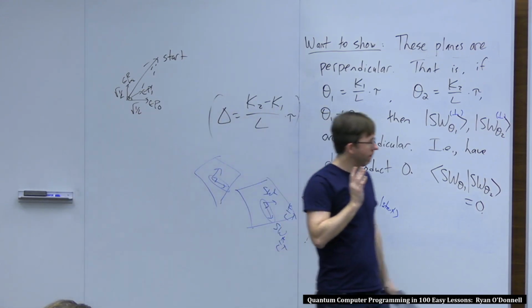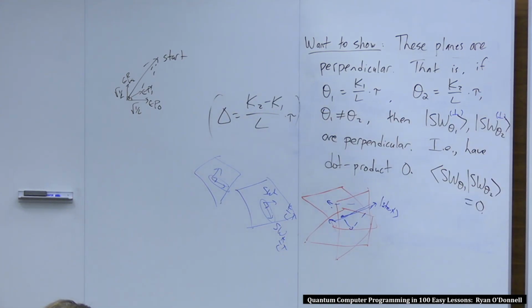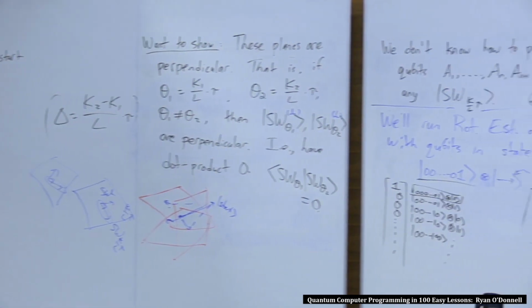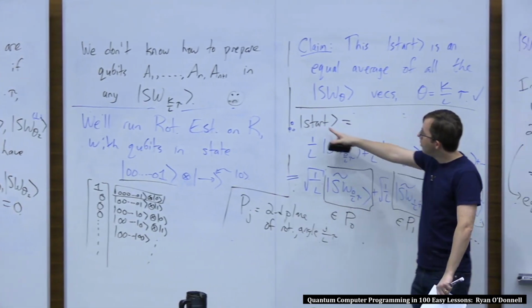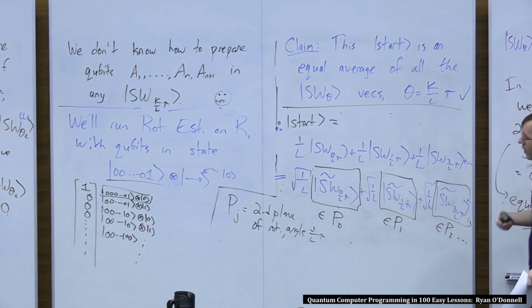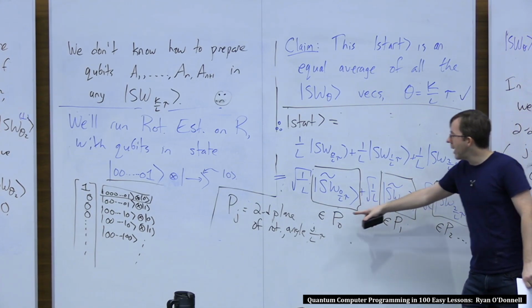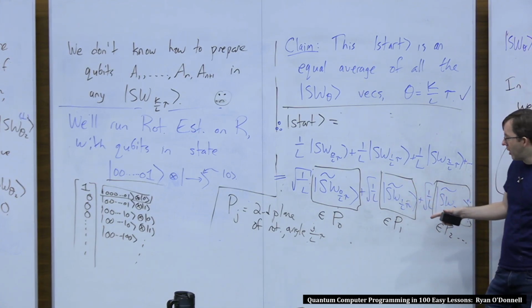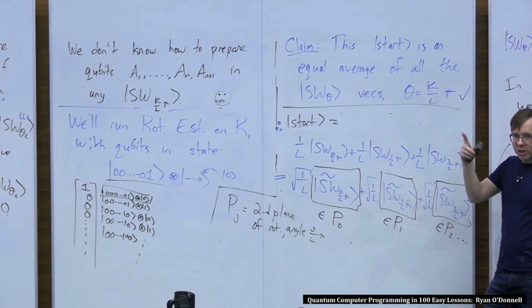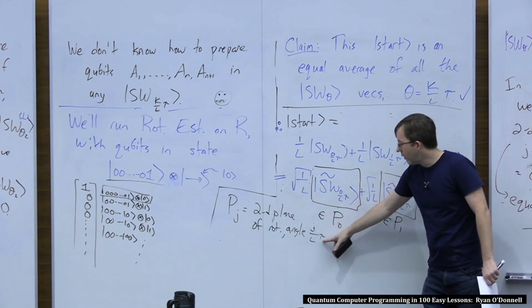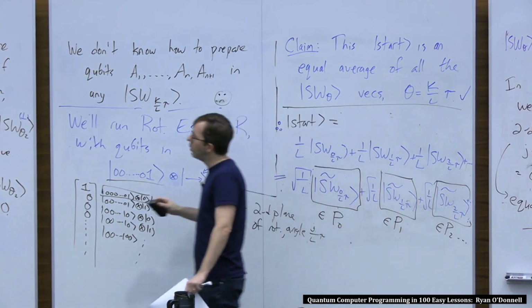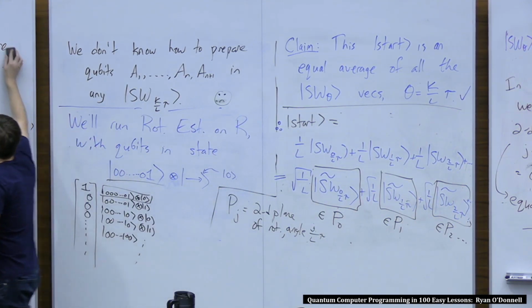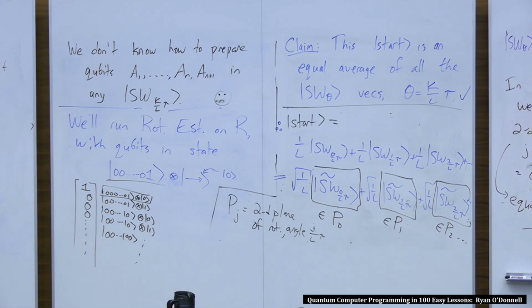Okay, good. So the last thing that we need to show is that when you do rotation estimation on R, which has these planes of rotation, you plug in this as your starting state. The net result is as though you picked one of these planes with equal probability, 1 over L, and then you gave the output of rotation estimation for that plane, which is J over L times tau. And that's the clue that finally you get in factoring that helps you discover L.